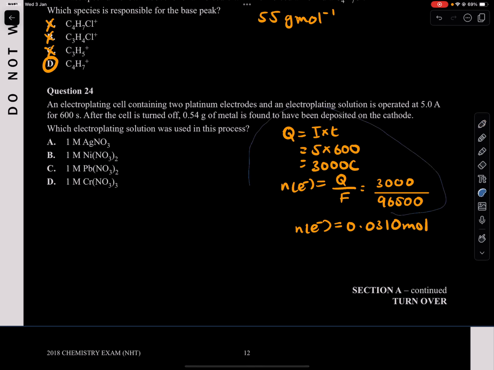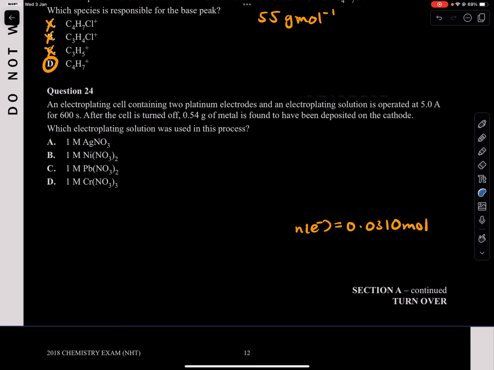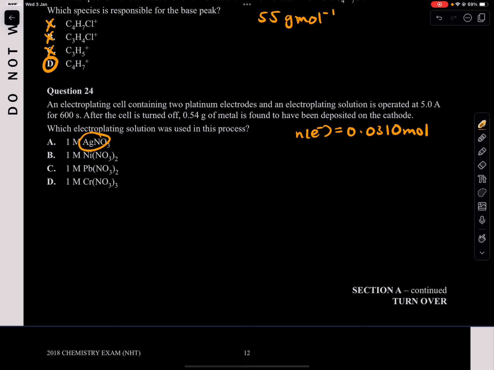I'm just going to rub this all off. That's all we're going to use here. This is the most important thing. What is the chemical equation? This here is silver, so it'll be Ag+ plus e- goes to Ag solid.